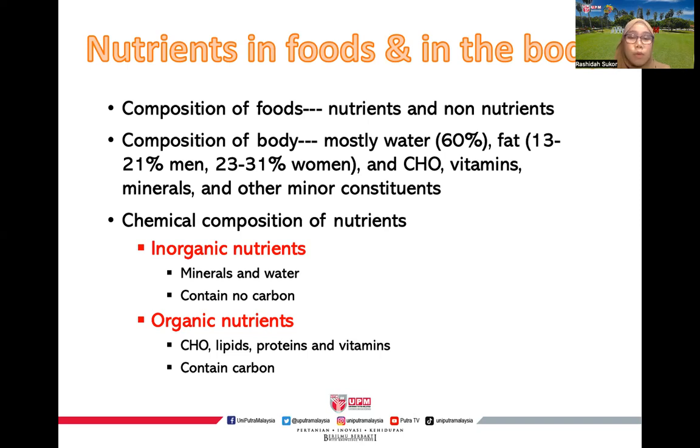Okay, proteins are made of a single unit, which is amino acids, so it is made up of an amino group and also an acid group, and the middle part is the C, the carbon, that has 4 different bonds, right? Okay, and then vitamins are also organic nutrients. So when we say organic, it means it contains carbon.